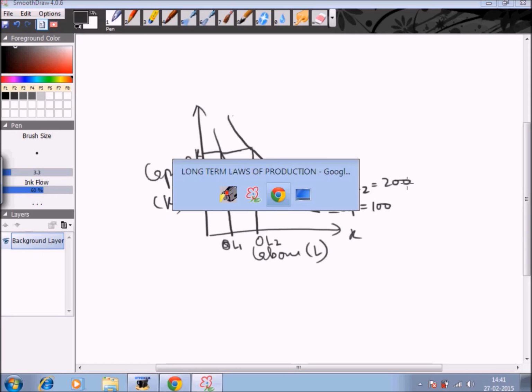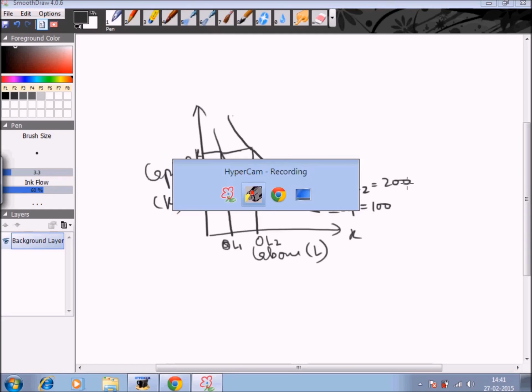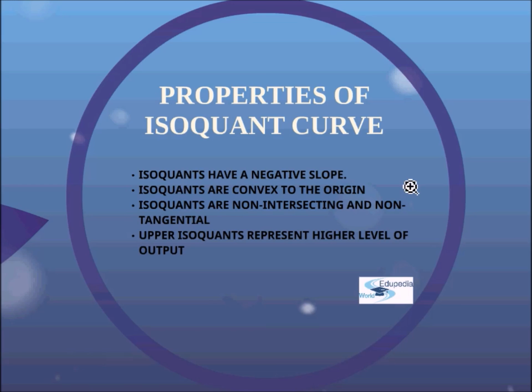So these were the various properties of isoquant curves. That is, isoquants have a negative slope, isoquants are convex to the origin, isoquants are non-intersecting and non-tangential, and upper isoquants represent a higher level of output. Now with the help of the isoquant curve, we will in the next session study the long run law of production, that is, the law of returns to scale.